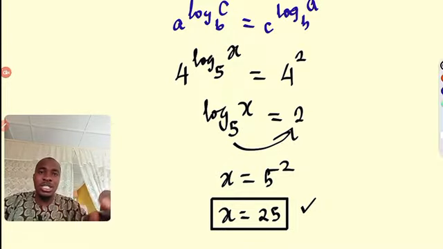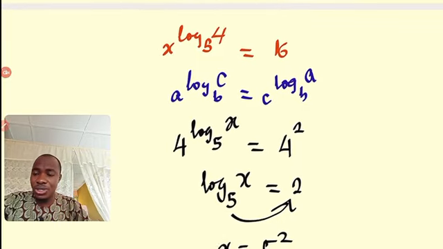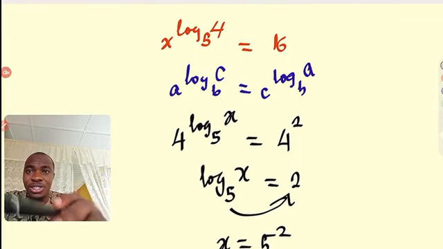Can you see that? This second method is very straightforward, but it's not common.